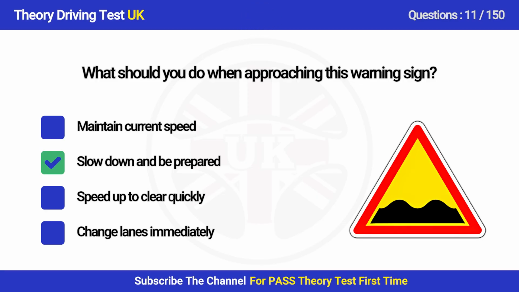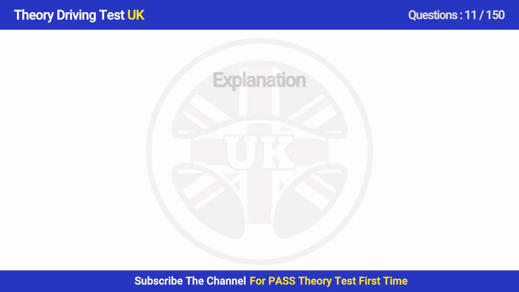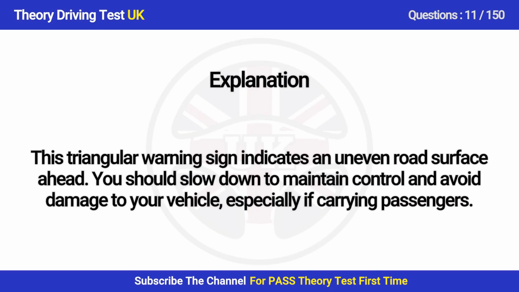Answer is B. Slow down and be prepared. This triangular warning sign indicates an uneven road surface ahead. You should slow down to maintain control and avoid damage to your vehicle, especially if carrying passengers.